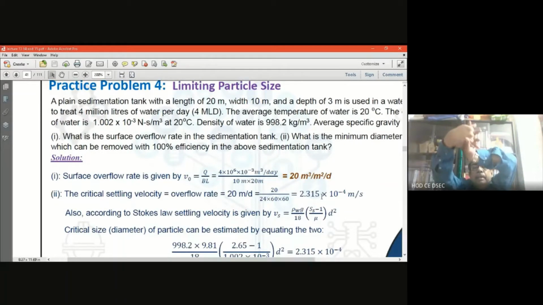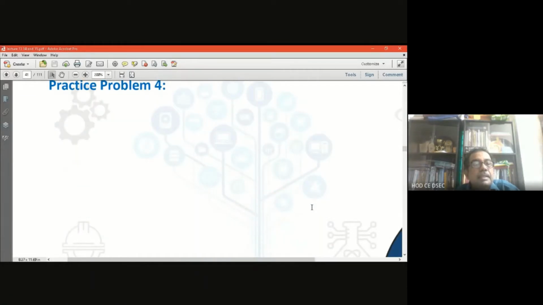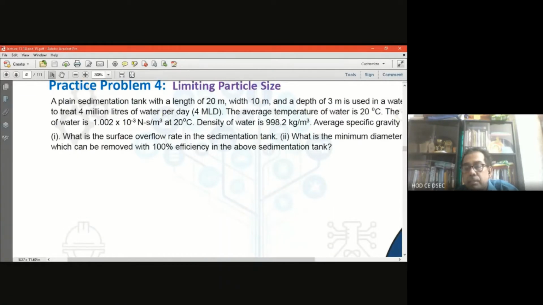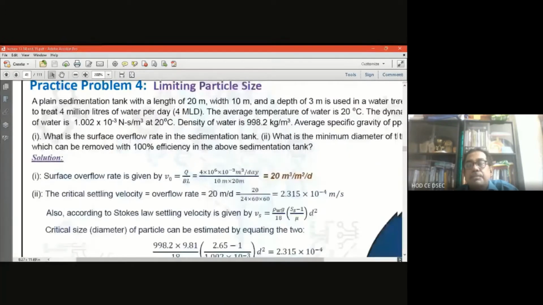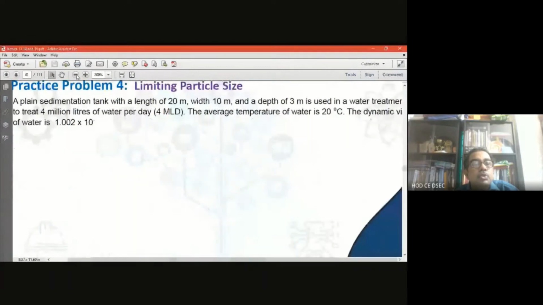A plain sedimentation tank. Just a minute. Let me. Yes, I think the total problem is seen from my screen. I'm just adjusting the zoom there.